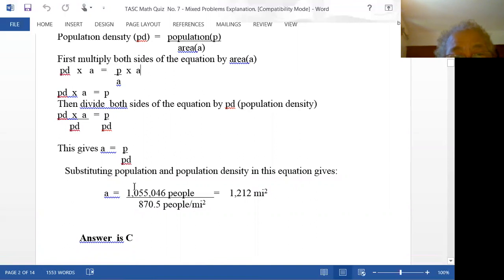The population is 1,055,046 people. The population density is 870.5 people per square mile. So when we divide this, we get the number 1,212, and that's in square miles. And the area we know is always square units. The answer on your worksheet is C.